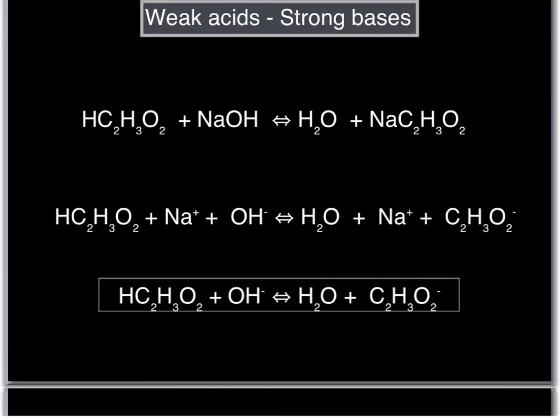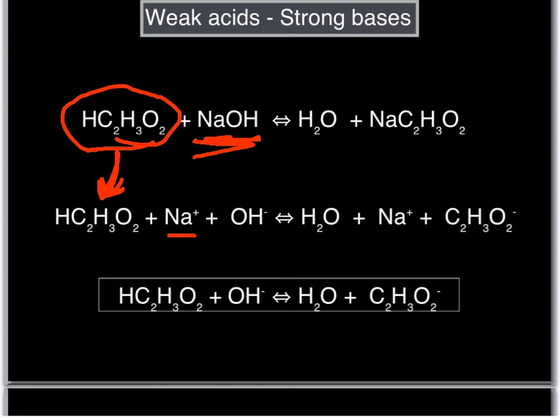The last type we're going to look at is a weak acid with a strong base. Since this is a weak acid, we write it in its molecular form. Remember, all this is in aqueous solution. We write it like this because it doesn't ionize very well. It predominantly exists in its molecular form because it's a weak electrolyte. The sodium hydroxide, however, is a strong base, so it's going to show up like that.